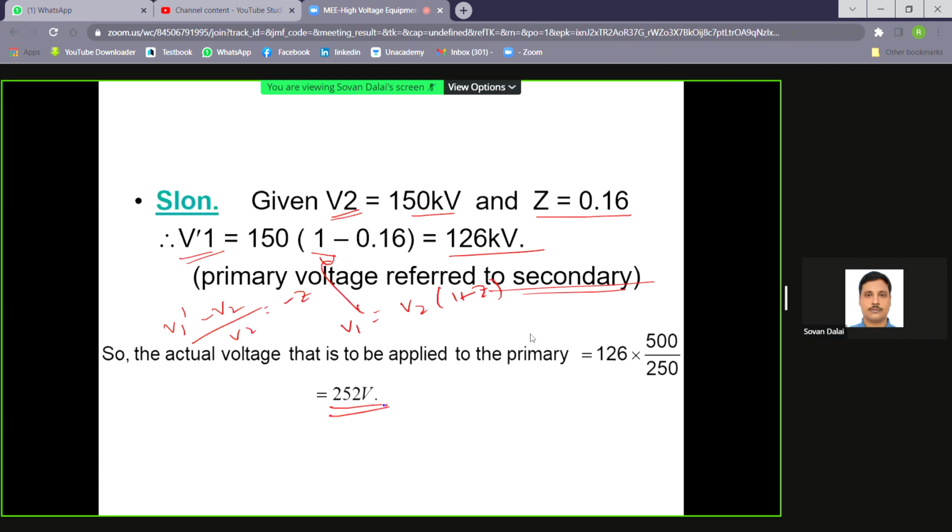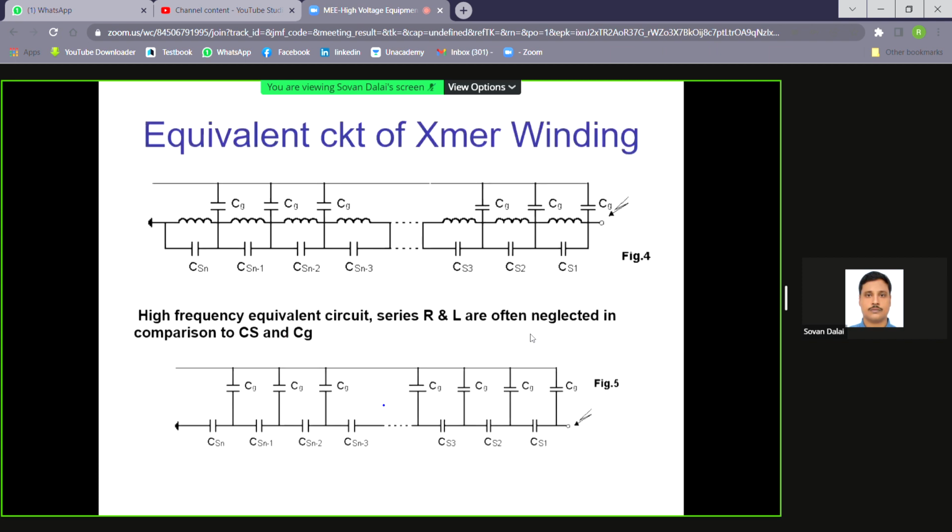Now we will move on to the equivalent circuit of the transformer winding. All of you are familiar with the equivalent circuit of the transformer winding, which has resistance and inductance. In the equivalent circuit of the transformer winding, we neglect the effect of capacitance. Why? Because capacitive reactance is equal to 1 by 2 pi f C. At power frequency, the frequency is low and the capacitance value is also low, so the capacitive reactance is very high. Due to that, we neglect it and consider it as open circuited.